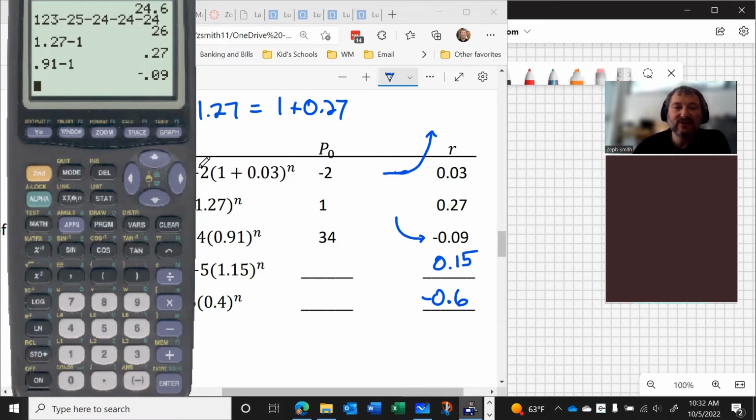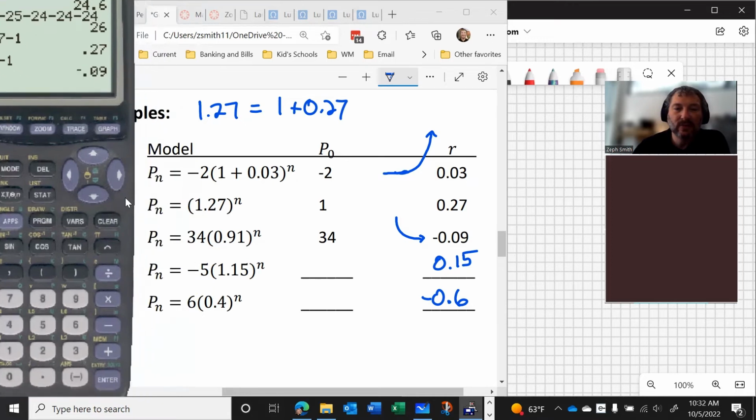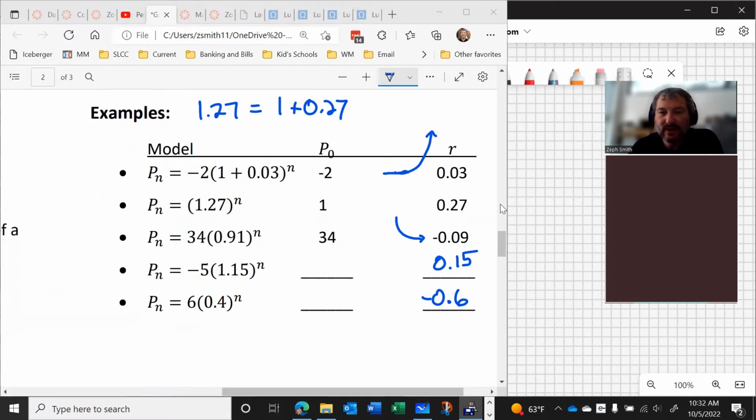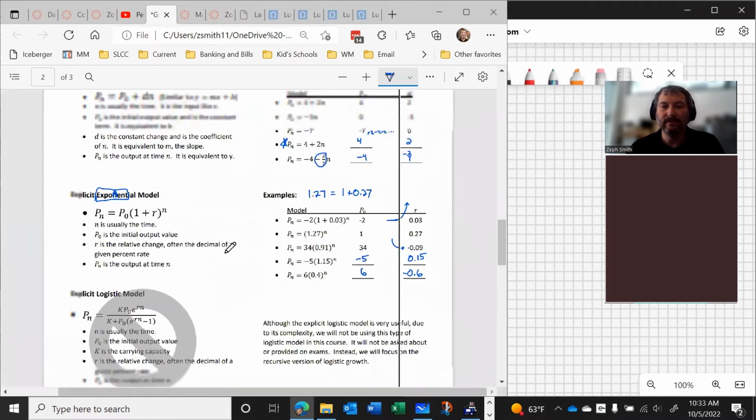Now, what about P sub 0? What's P sub 0 on this first example for you to do? -5. And the second one? Yep, 6. Perfect. So this is the exponential growth model.